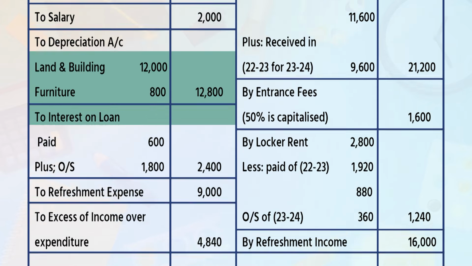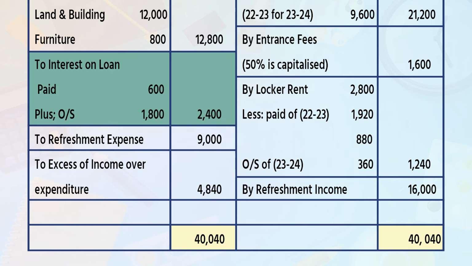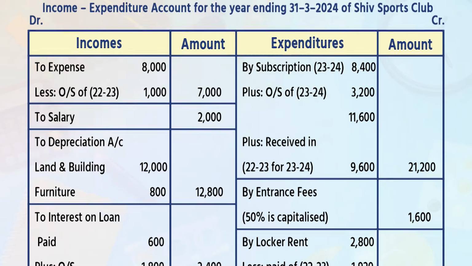Next, interest on loan paid 600 inner column plus outstanding, that is 1,800, 2,400 to the outer column. Refreshment expense 9,000. Next, excess of income over expenditure, that is 4,840. So, the total of income side is 40,040. Now, we will come to expenditure side.